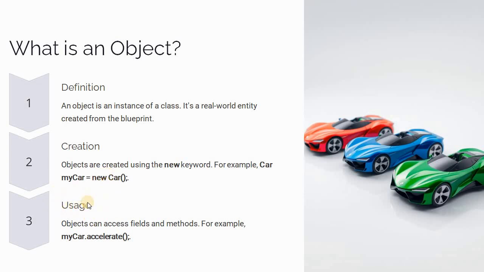So how do we use that object? To use that object you have to use the object reference. myCar is the object reference. myCar dot, then the name of the method. Here the name of the method is accelerate, along with the signature of this method. So an object can access its fields and methods. It's very simple: whenever you create an object, that same object can access its own methods and fields. This is the simple way we can define an object. Now go to the next slide.